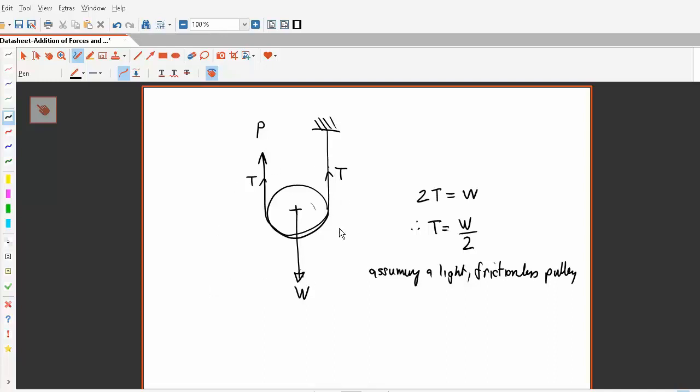In such case, the theoretical mechanical advantage would be 2. See, the pulling force here will be required to generate the tension, and this P will be the reading on the spring scale. So I hope that helps in completing the data analysis for this experiment.